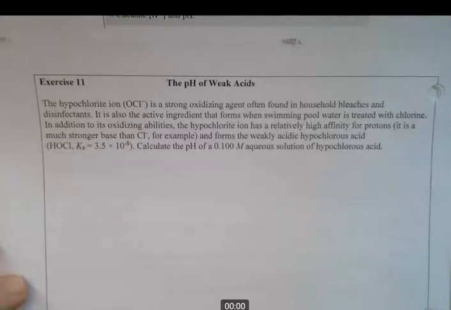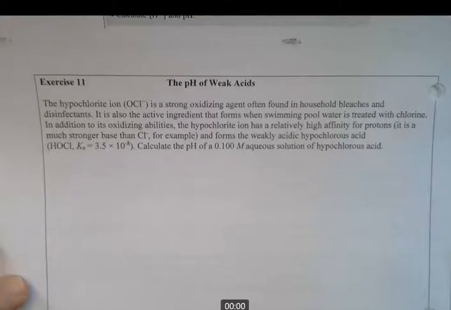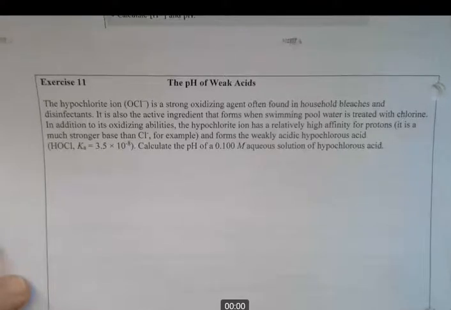It is also the active ingredient that forms when swimming pool water is treated with chlorine. In addition to its oxidizing abilities, the hypochlorite ion has a relatively high affinity for protons. It is a much stronger base than Cl-, for example, and forms the weakly acidic hypochlorous acid, HOCl, Ka equals 3.5 times 10 to the negative 8. Calculate the pH of a 0.1 molar aqueous solution of hypochlorous acid.